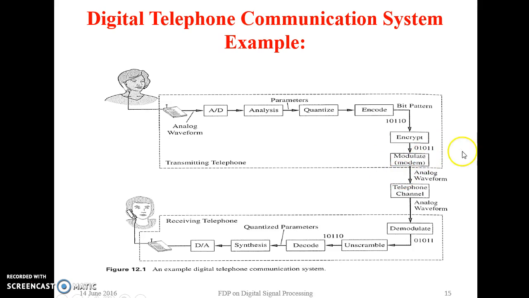After the modulation technique, those analog waveforms will be fed as input to the telephone channel. Once again, on the receiving side, we will be undergoing a demodulation process followed by unscrambling. Then we will be decoding our bit streams, after that synthesis, and finally digital to analog signals.